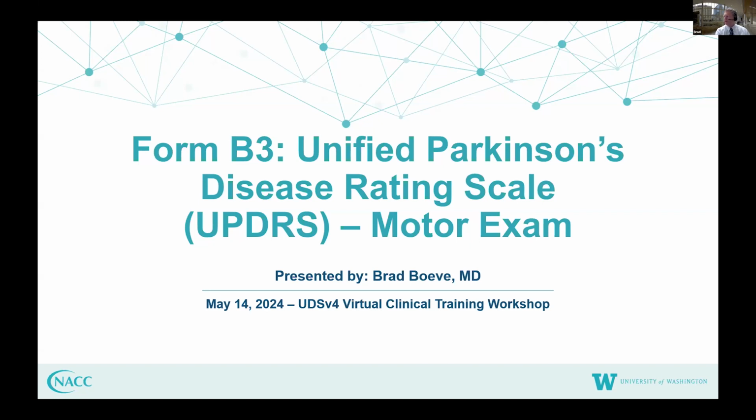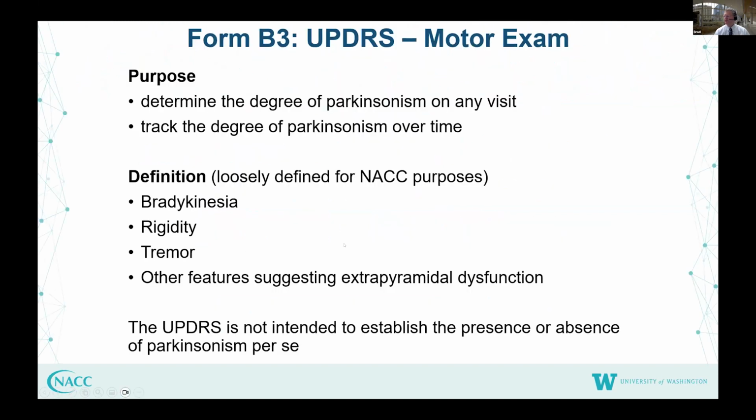So this is going over the UPDRS, and this is the traditional UPDRS. The purpose of this form is to determine the degree of Parkinsonism on any visit, as well as track the degree of Parkinsonism over time. And the definition, loosely defined for NACC purposes, is the presence of bradykinesia, rigidity, tremor, or any other features suggesting extrapyramidal dysfunction.